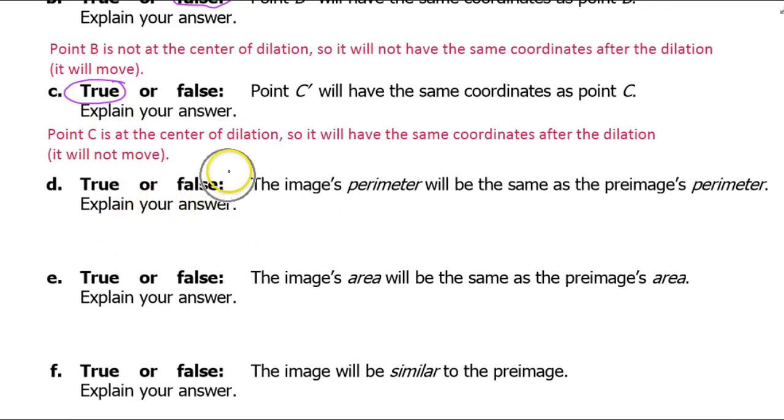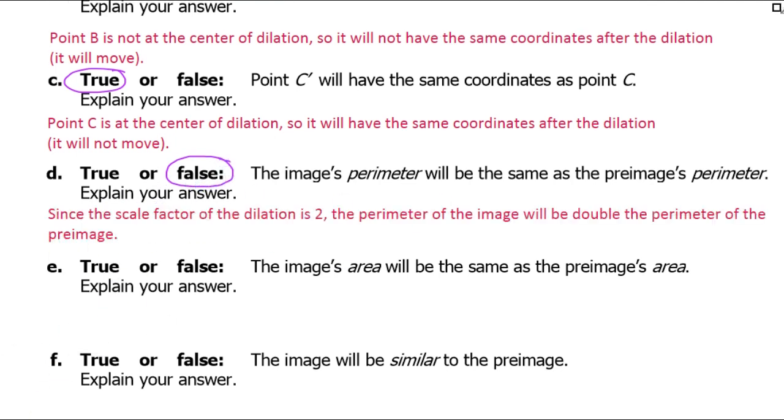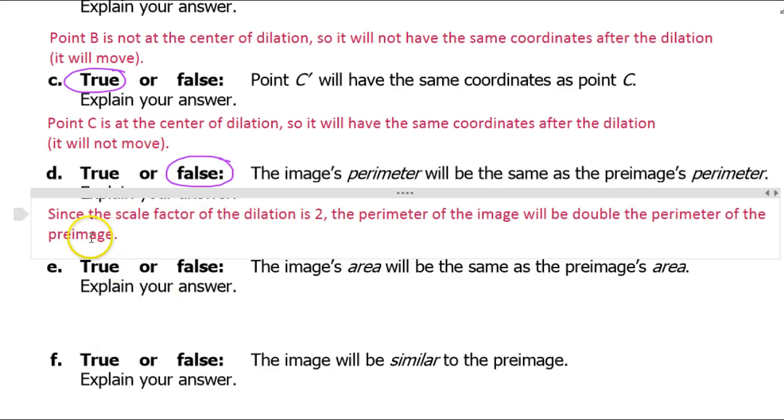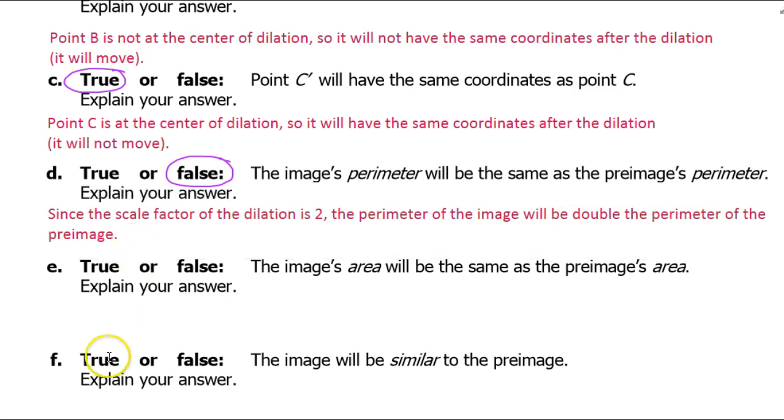Okay, I lost my pen. Alright, that is going to be false. And here I'll type something up. So I said since the scale factor of the dilation is 2, the perimeter of the image will be double the perimeter of the pre-image.